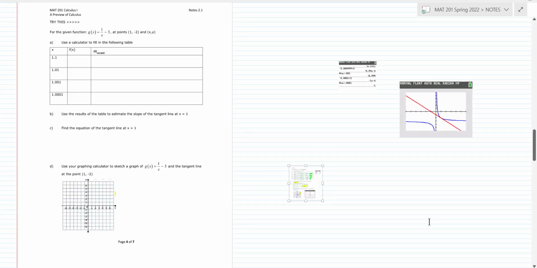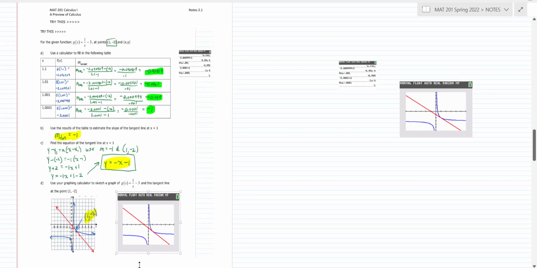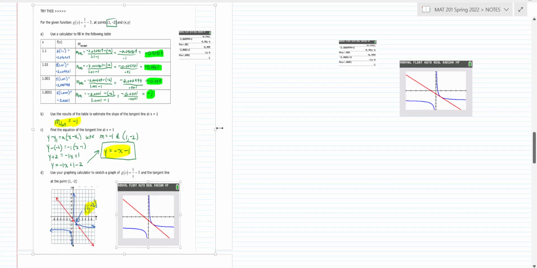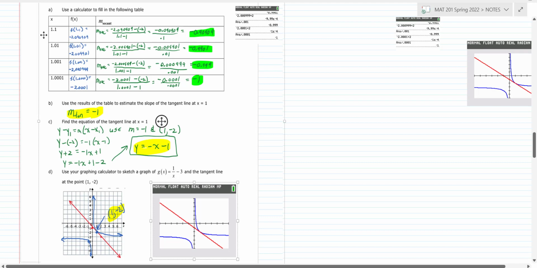Okay, so I'm going to post the solutions to this and see how you did. So much of this is just using your calculator and understanding how to do a slope. So let's go ahead and get this up here, and we'll see how you did. On your table, ultimately you were looking for these slopes.